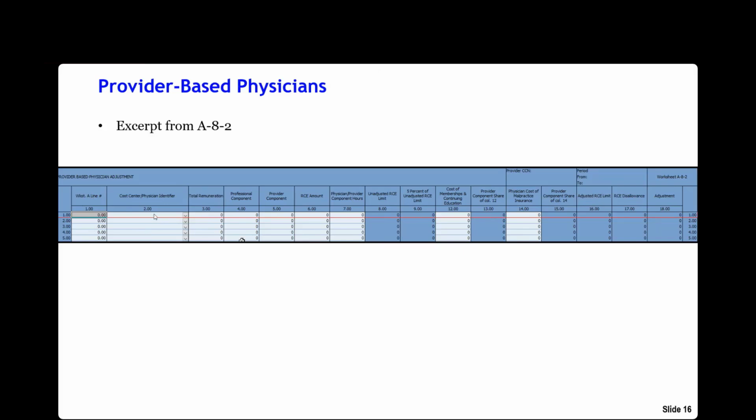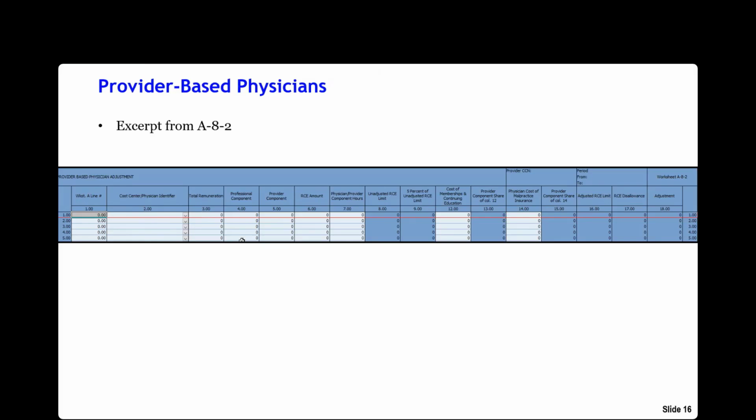The cost center physician identifier, it used to be a physician name, but that's not allowable anymore. So it's just more of a generic identifier. So now we have total remuneration. This is the amount of the salary or compensation that for this particular physician or group that is already included on worksheet A. That's the total remuneration. And of course, we'd want to audit that. We might need to test that.